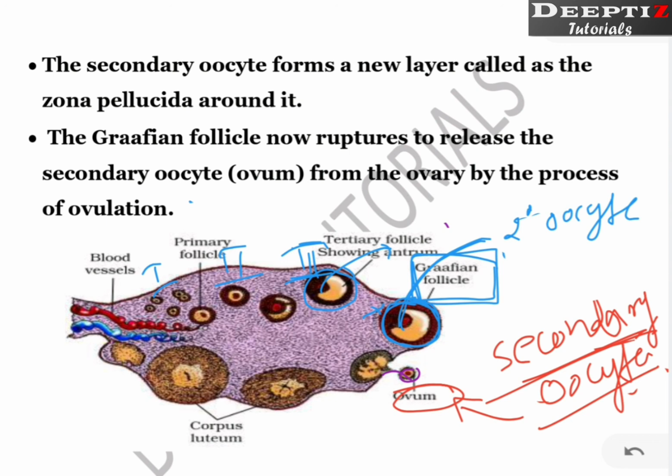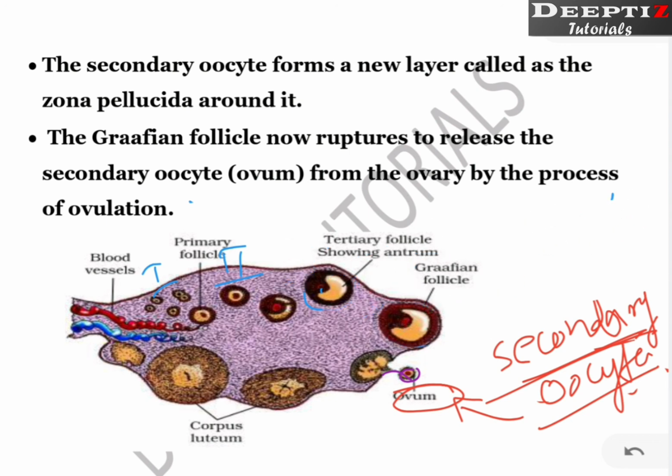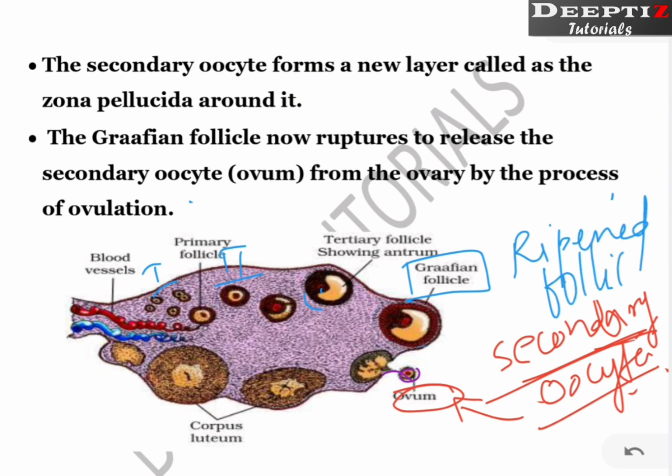Now what is the significance of this Graafian follicle? This Graafian follicle contains the completely developed secondary oocyte. Graafian follicle means ripened follicle. In this ripened follicle, the fully developed secondary oocyte is there. Not only that, this secondary oocyte develops a new layer around it, we call it the zona pellucida. That we will see later.